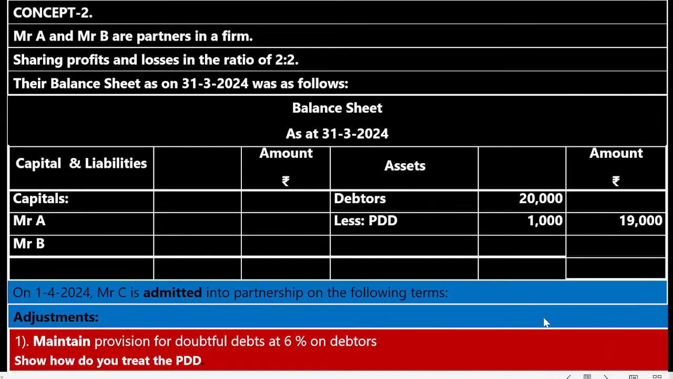They are asking you to show how you treat the PDD. Now everybody take the calculator. 20,000 into 6% is 1,200. But old PDD is 1,000. 1,200 is the new PDD. So new PDD minus old PDD, the difference is 200, which is the increase in the PDD. Okay, I think everybody understood the question. Pause the video right now and note down this question. Let us start the solution.